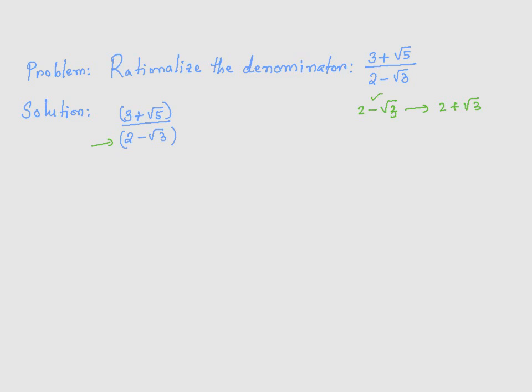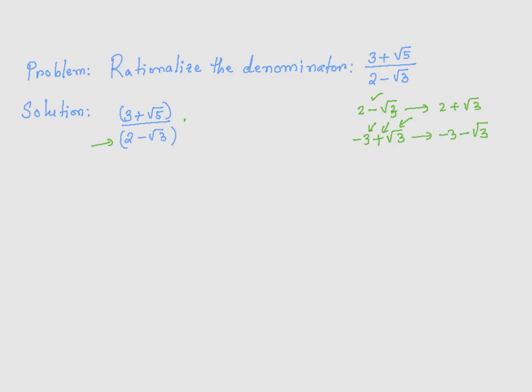So if it's minus, you make it plus. If it's plus, you make it minus. So if I give you negative 3 plus square root of 3, the conjugate of this is going to be negative 3. This one is not going to change. The sign in front of the radical is going to change. Since this is plus, I'm going to make it minus.